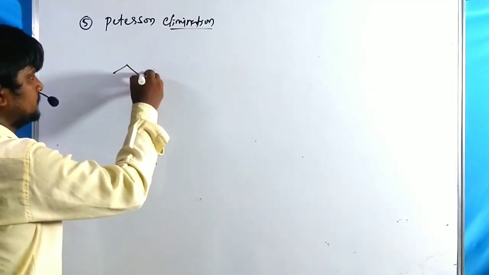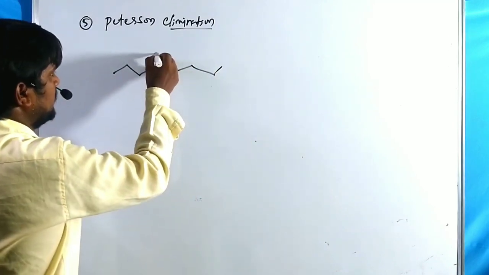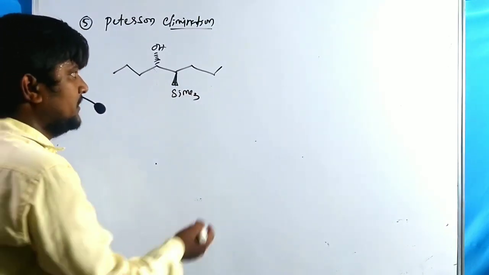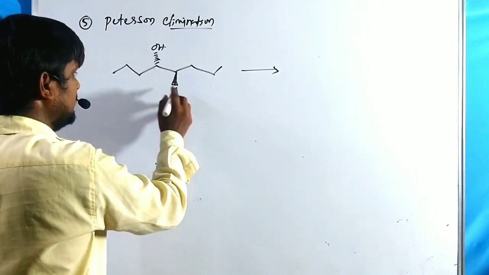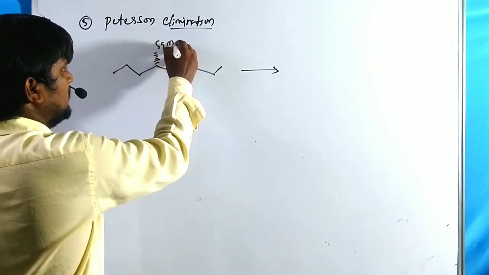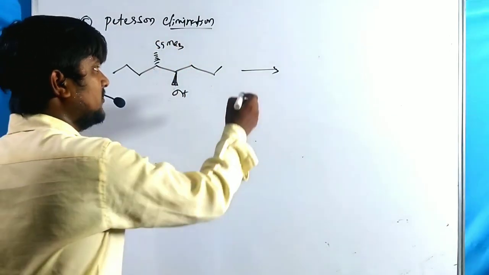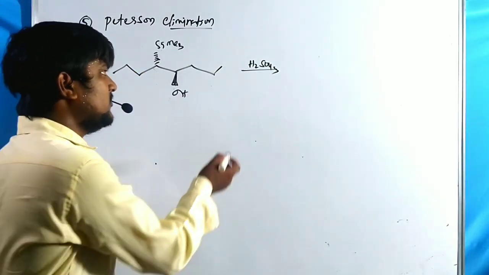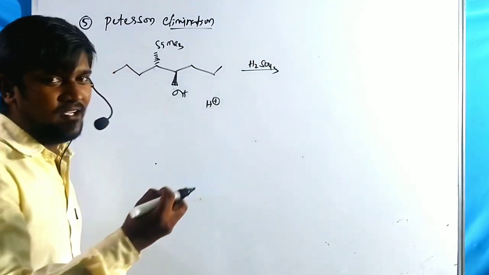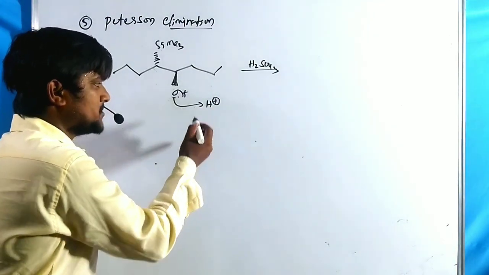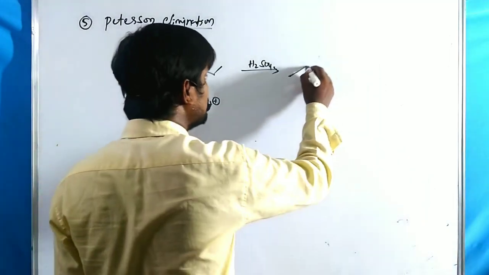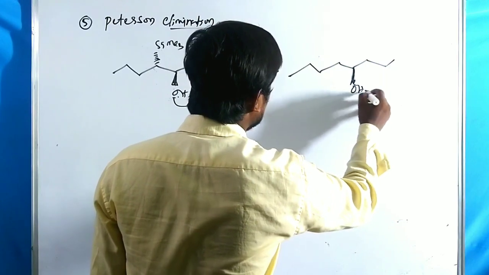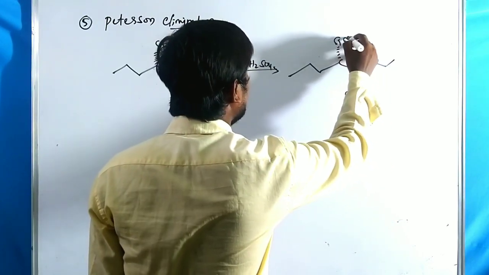The first one is: here OH, here SiMe3. It doesn't matter which groups are present. Now I use an acidic medium as a catalyst, as a promoter of the reaction. In an acidic medium, the acid presents the H plus ion. Our OH group will abstract the proton, then it becomes OH2 plus. Here it forms the OH2 plus, here SiMe3.